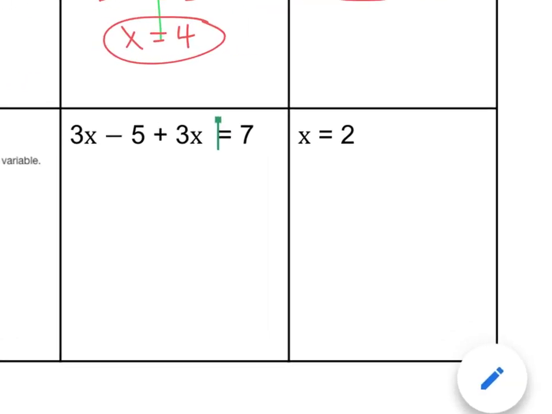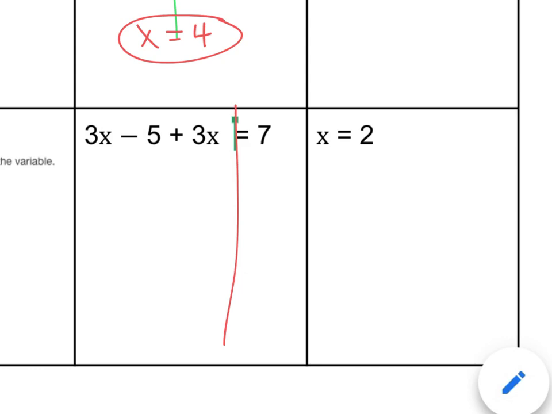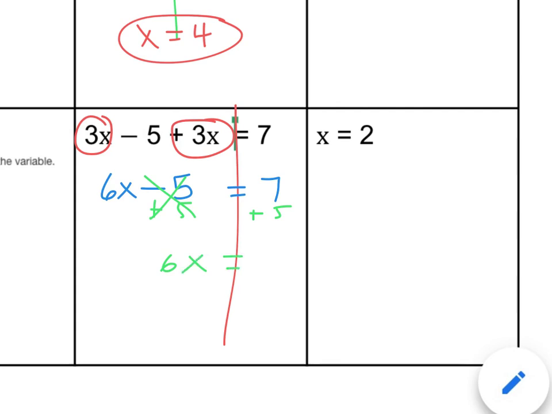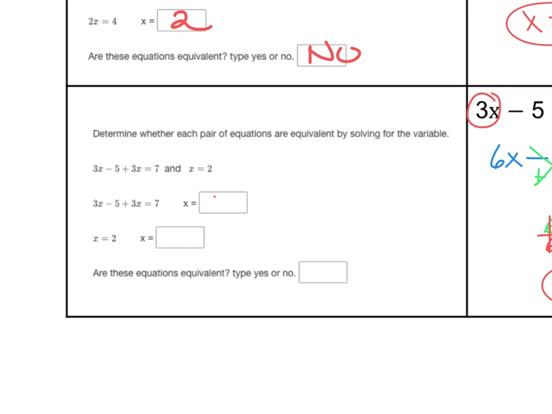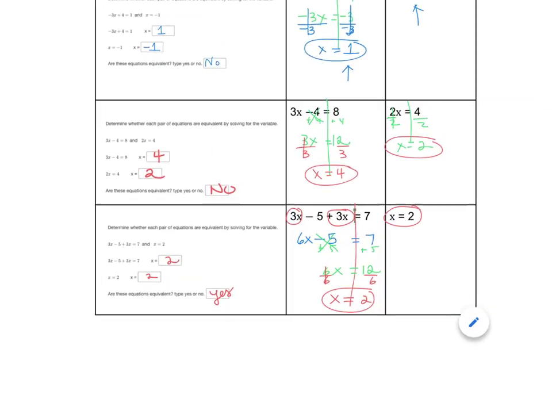All right, here we go. This one we have to do a little bit of combining beforehand. I have to take this 3x and combine it with that 3x. That's going to give me 6x minus 5 equals 7. Now I'm going to add 5 to both sides of the equation. 6x equals 12. Divide by 6. 1x equals 2. And this tells me that x equals 2. So the first one is 2, the second one is 2. Are they equivalent? Yes, 2 and 2 are equivalent, and that is the end of the homework.